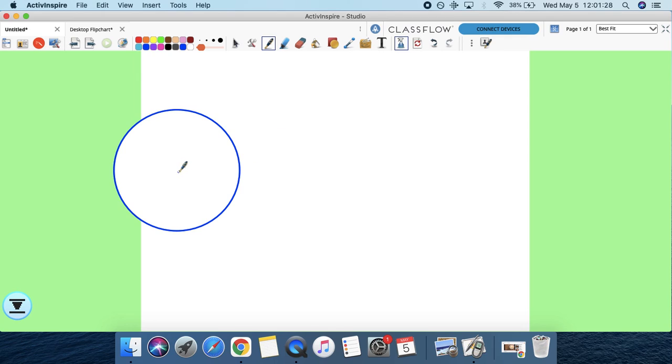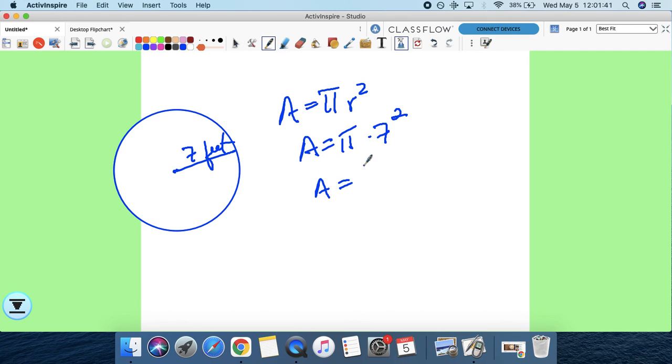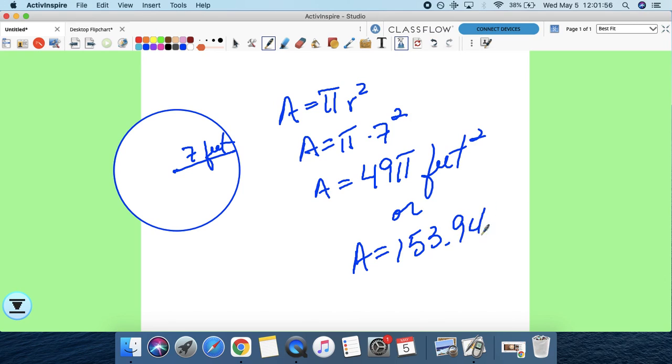Number 9 is 7, so this is 7 feet. So A equals pi r squared. A equals pi and 7 squared. 7 times 7 is 49 pi feet squared. Or, if you multiply 49 times pi, you get area equals 153.94 feet squared. So I did the left side, you can easily do the right side. Okay, hice el lado izquierdo, ustedes pueden hacer el lado derecho. Okay.